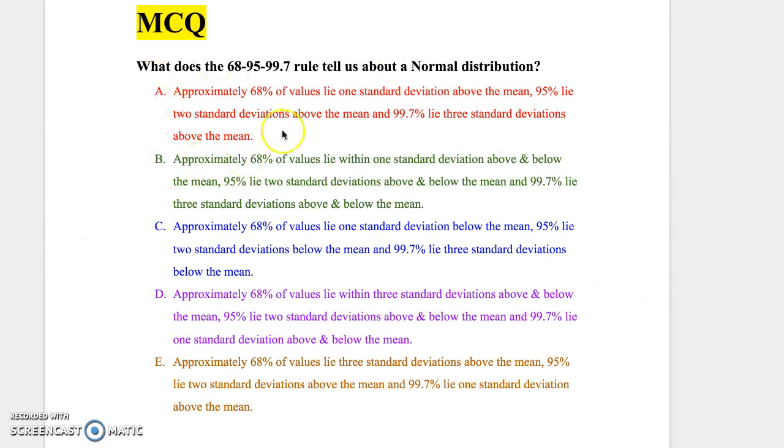Okay, here is your multiple choice question. So pause right now. It's: what does the 68, 95, 99.7 rule tell us about a normal distribution? Feel free to go back if you need to. Look in your 2.2 summary, and then answer A, B, C, D, or E, whichever one of these 5 you think best describes the 68, 95, 99.7 rule.